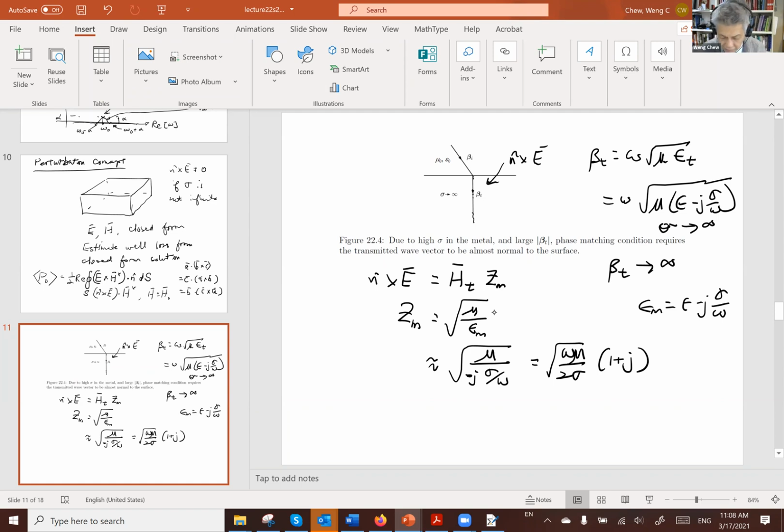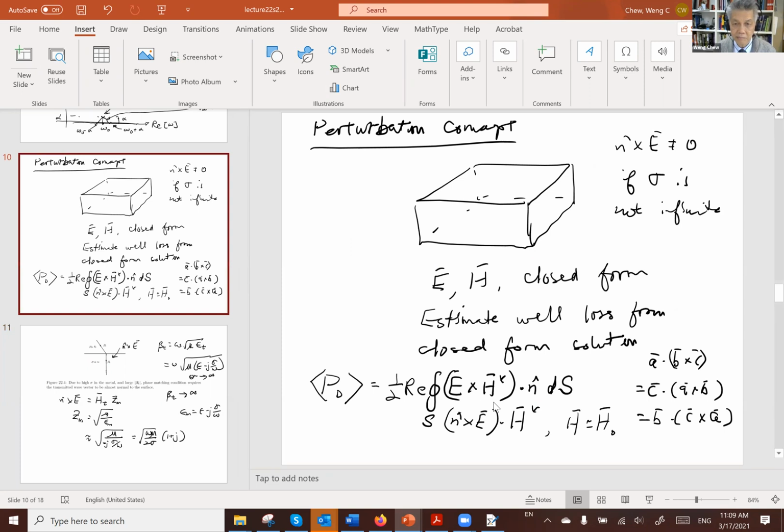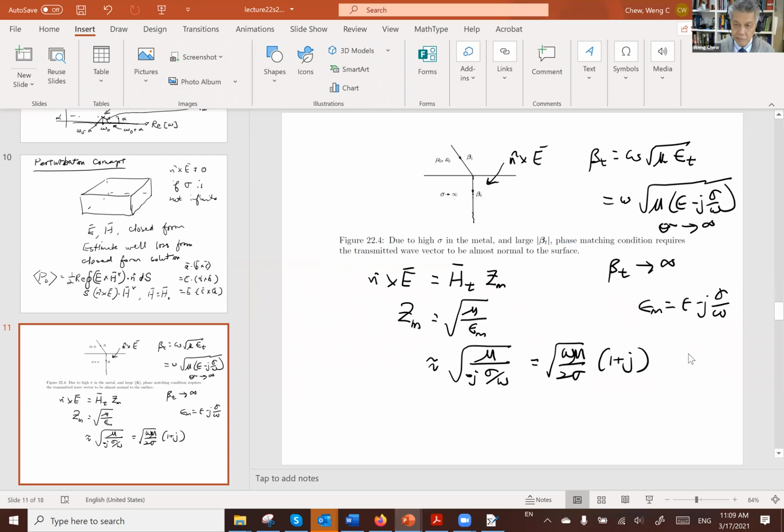So we can let Zm be a very small number because you have a high conductivity. Sigma will be large, so Zm will be a very small number. And tangential E field would not be 0, but a small number proportional to Zm times Ht. You can see that when sigma goes to infinity, n cross E becomes 0. So you can use this to estimate the tangential E field, and then you can plug into this integral and then compute the Q.